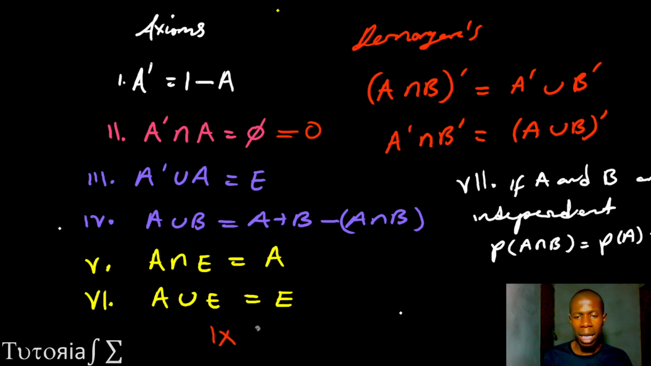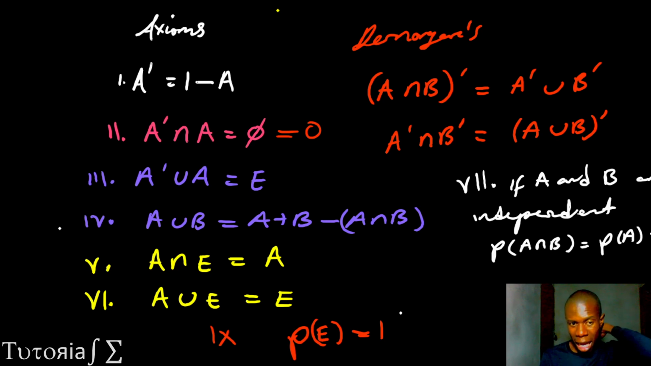So we'll call this number 9. That is, the probability of the universal set is equal to 1. So what we mean is the probability of getting a number from the universal set is just 100%. Okay, so the probability of the universal set is 1.